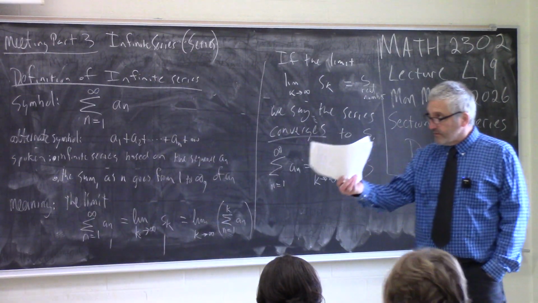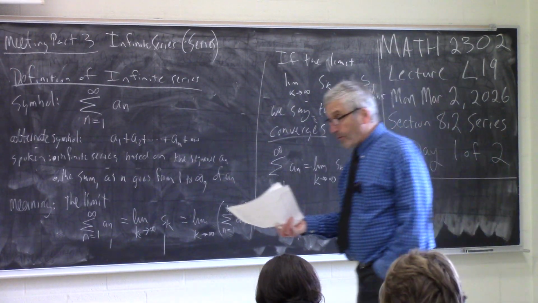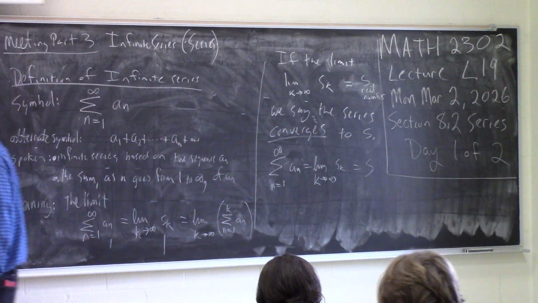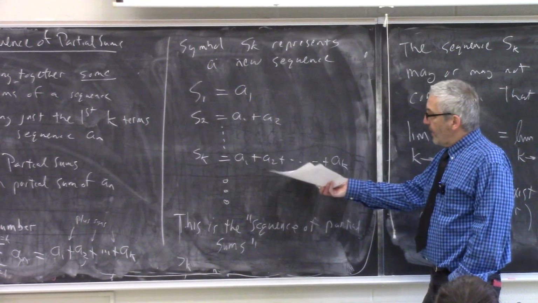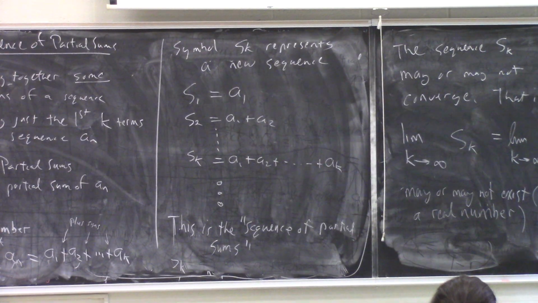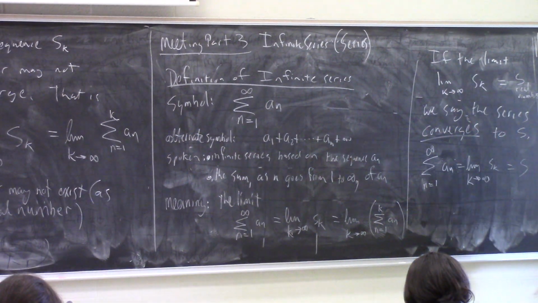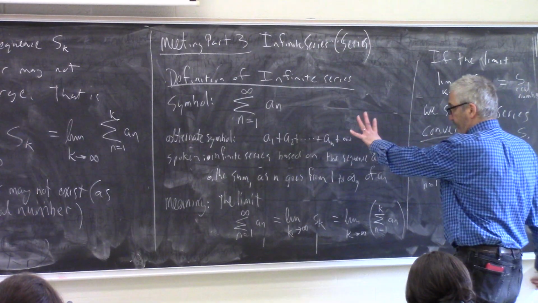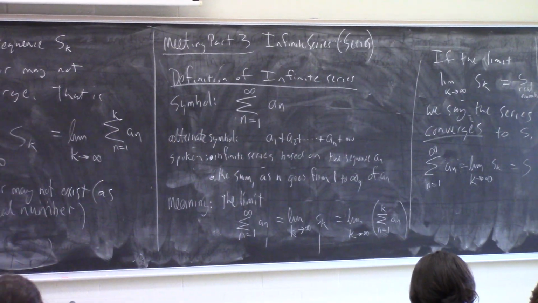Okay, so we've got sequences that are lists of items separated by commas. We have sequences of partial sums. That's just another sequence, S1, comma, S2, comma, and so forth. But each partial sum is made up by adding things together. And then we have a completely different thing, which is a series. So it looks like this, and it's a limit of a sequence of partial sums.